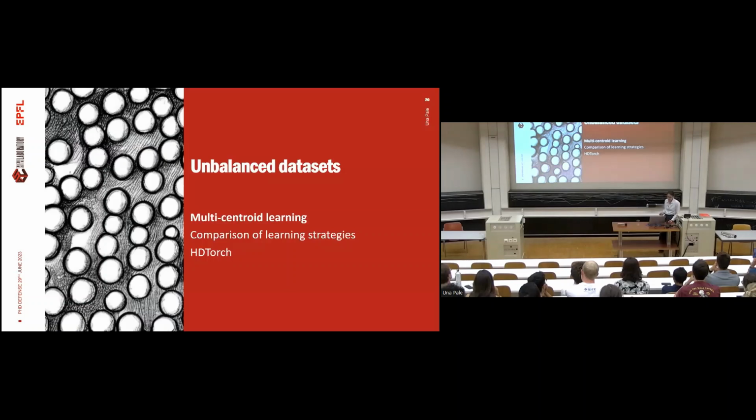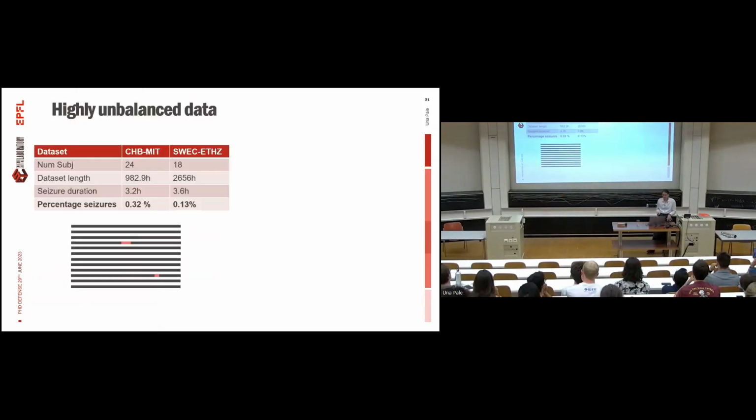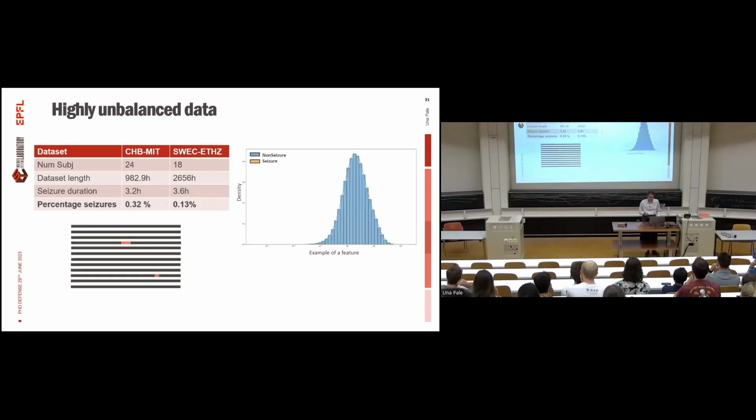Then the next topic was the imbalance of the data sets. And here I will discuss what I call multi-centroid learning. As I said, the data is quite imbalanced. The two data sets that we use are CHB-MIT, which is scalp EEG, so non-invasive, and the other one is SWEC-ETHZ, which is intracranial EEG. Both of these data sets are publicly available, that's why we use them. They have more than 1,000 hours of recording, but when we look at how much seizure they have, it is only 3 hours, so less than 0.4% seizure data.